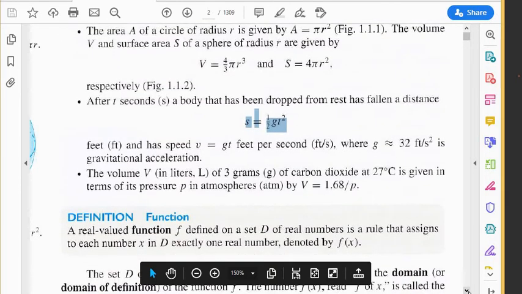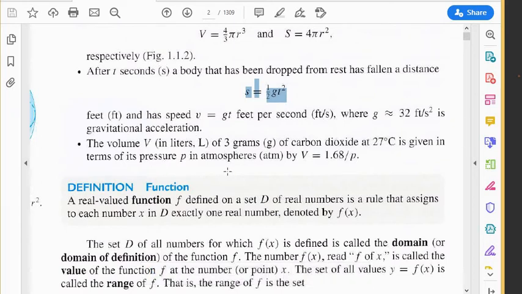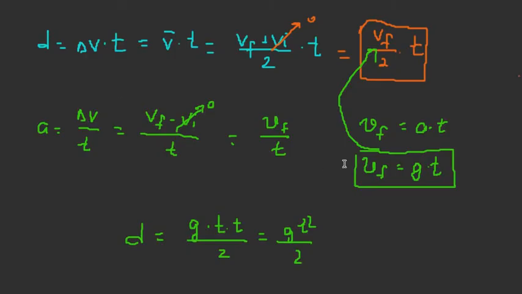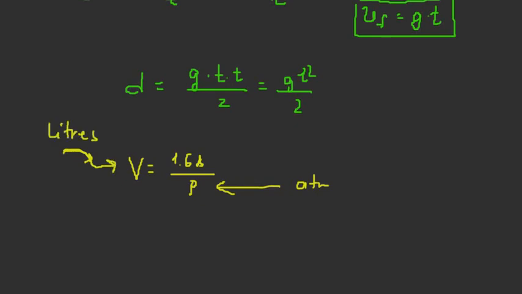The next one is: the volume V of 3 grams of carbon dioxide at this temperature is given in terms of pressure and volume by this equation. The equation is V is equal to 1.68 divided by P, with P in atmospheres and V in liters.